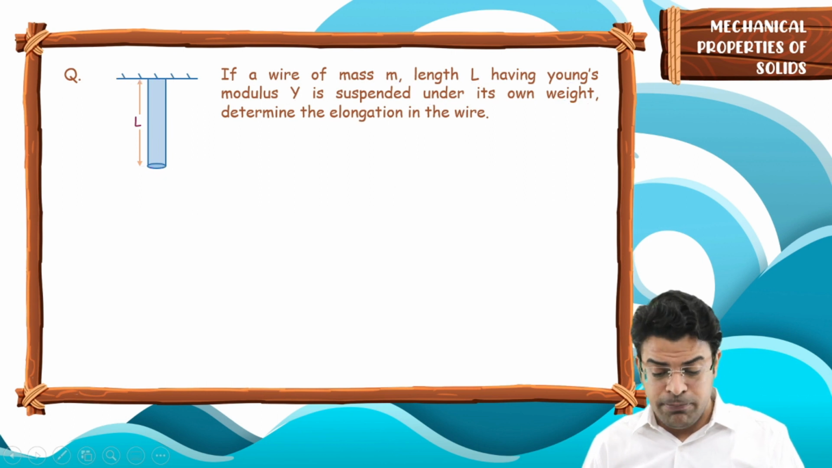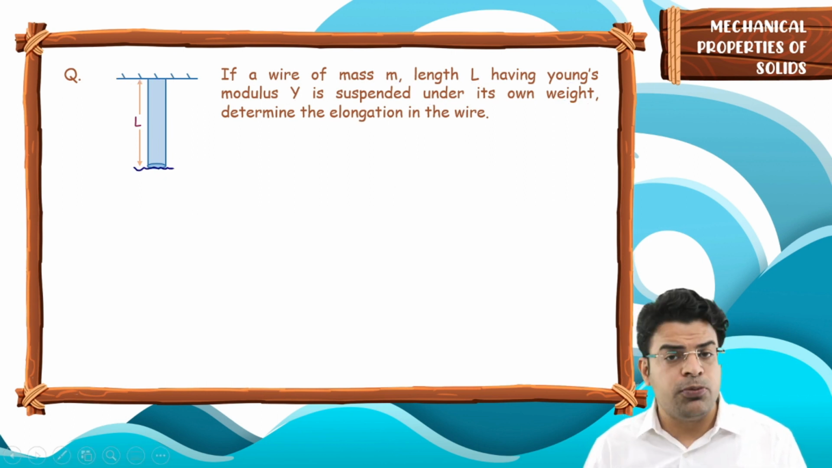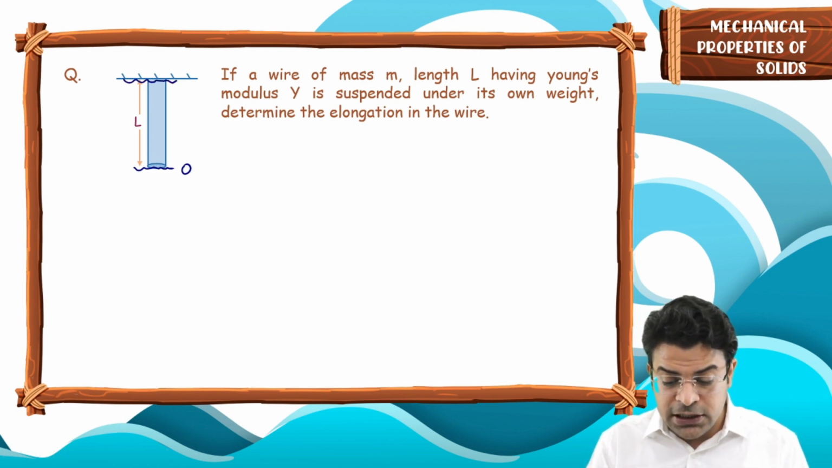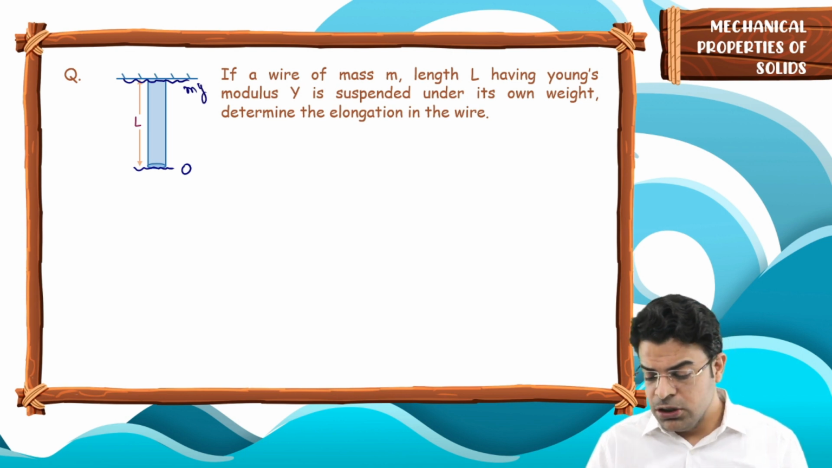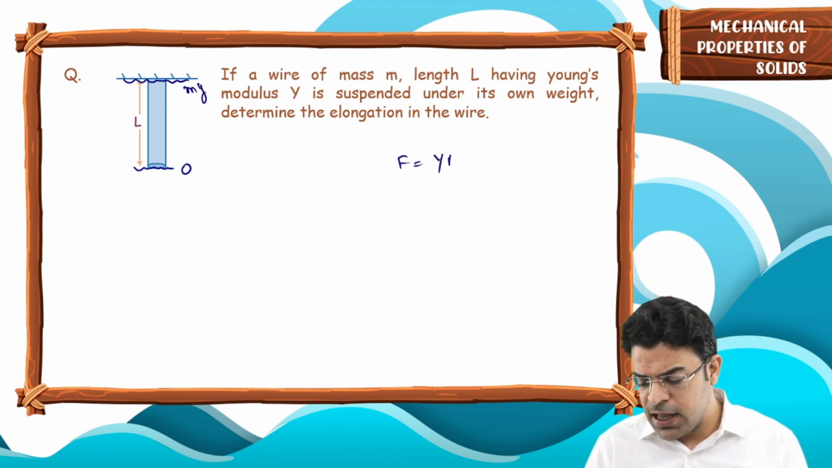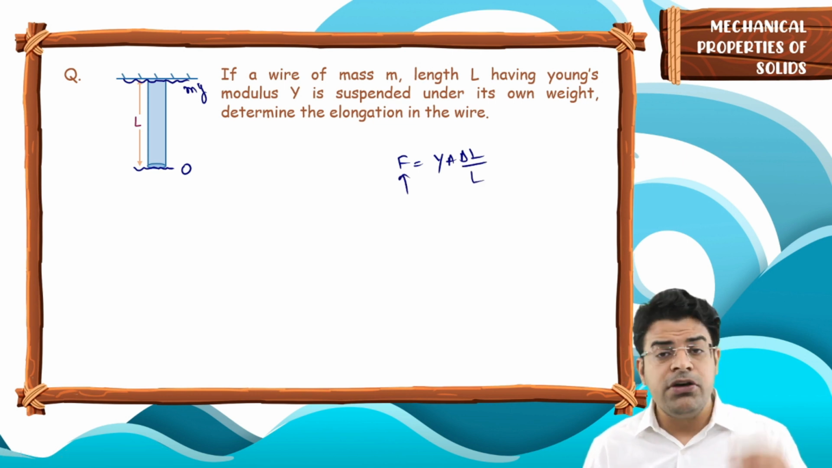A smart chap might say, sir, at the lowest point the tension is 0, so the force is 0. At the highest point, the tension is due to the weight of the whole wire, so the tension will be equal to mg. So I can use the formula F equals YA delta L by L, just that in place of F, I will take the average force.